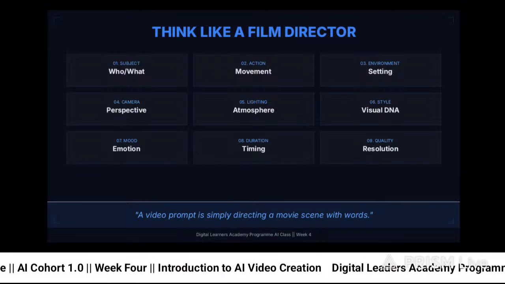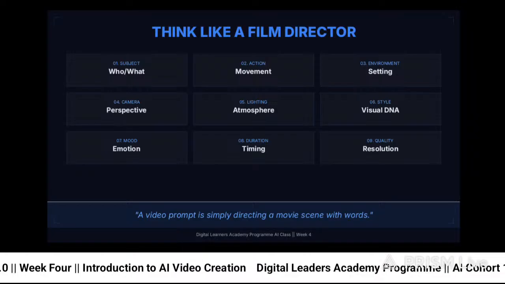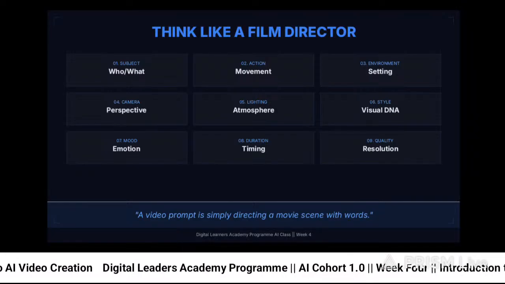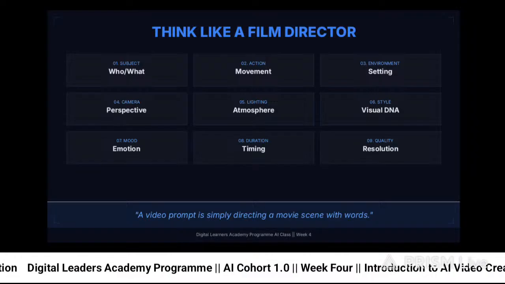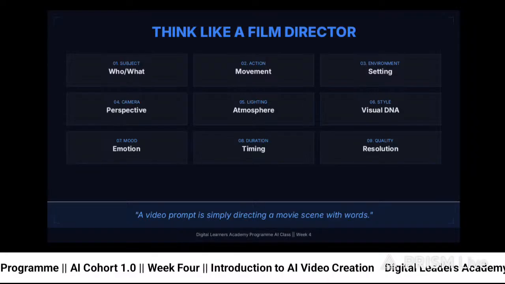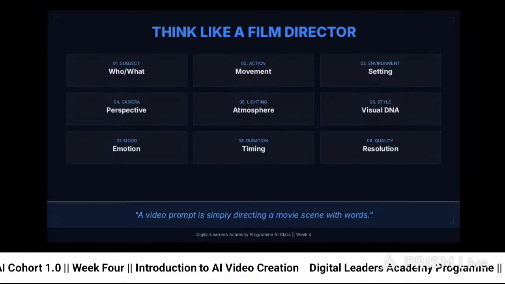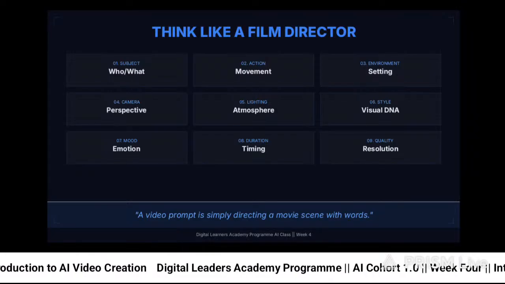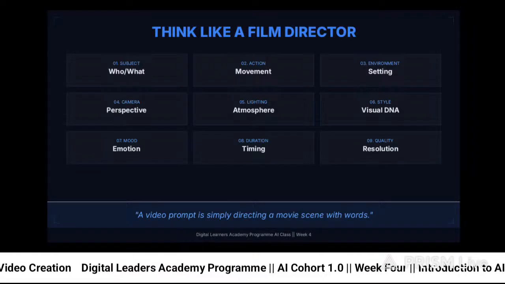I'll take it again. The first one is your subject, your who or what. The second one is your action, the movement of your character. The third one is your environment, the setting of where the action is taking place. The fourth one is your camera movement, the perspective of your camera, the ratio of your camera, how it moves, how it navigates. The next one is your lighting, the atmosphere of what you are doing.